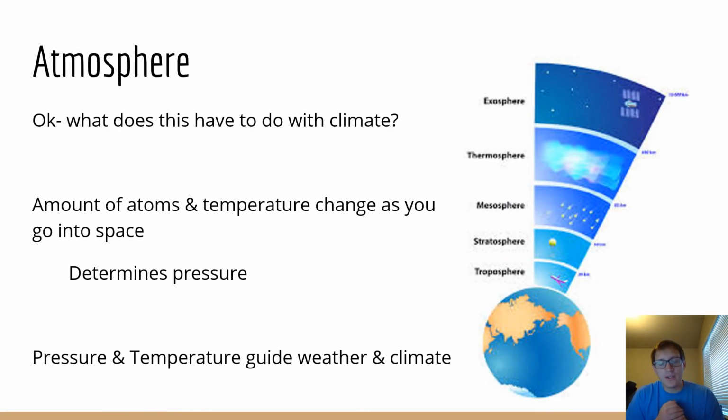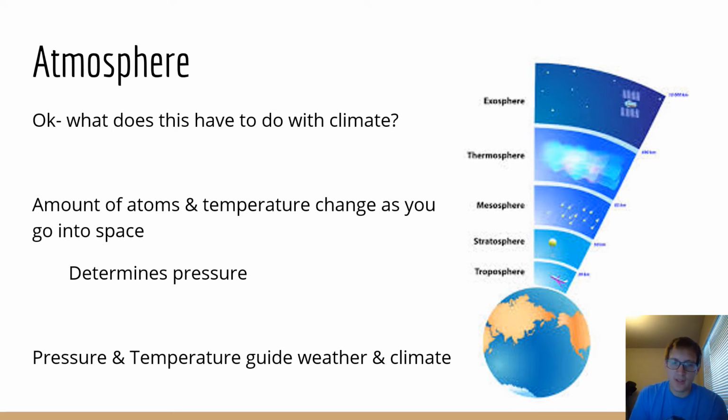Okay, so what does this have to do with climate? It has to do with the atmosphere. The amount of atoms and temperature change in the atmosphere as you go towards space, and this determines what your pressure is. If you remember, atoms and temperature are on the right side of that equation, pressure and volume are on the left side. Well, the volume of our atmosphere isn't really going to change all that much, but what does change are the number of atoms and the temperature.